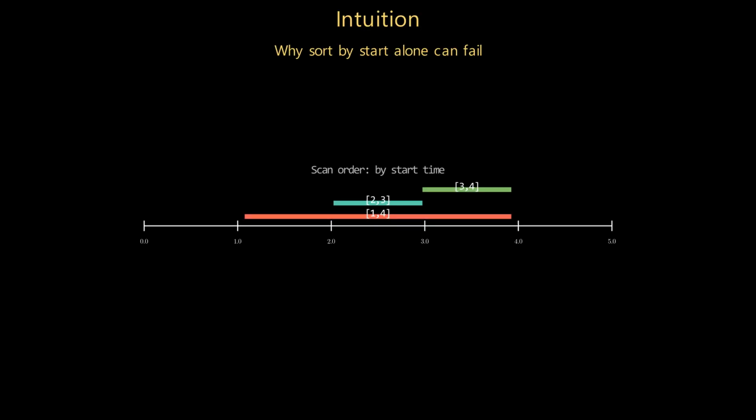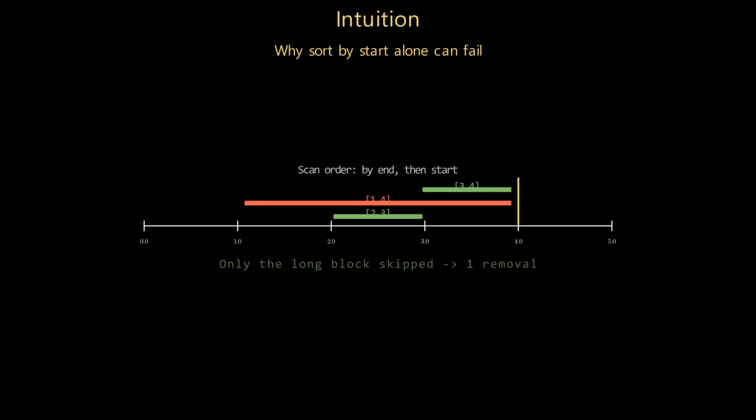Same 3 intervals, 1 long block and 2 short ones. If we scan by start time, the wide interval comes first. Keeping it blocks both shorts, so we need 2 removals. Sorting by end lets the shorts clear first; 1 removal is enough.